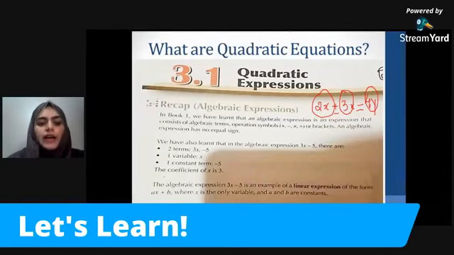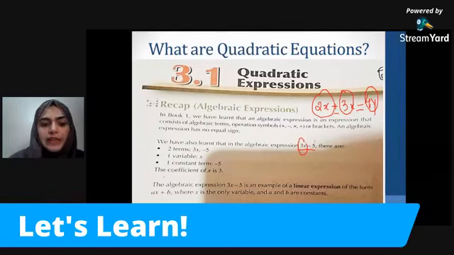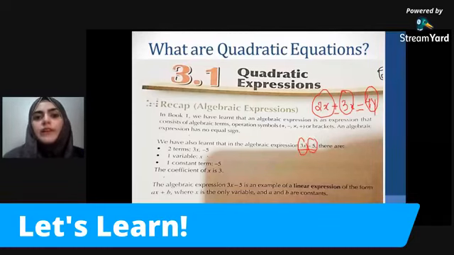We know that in the algebraic expression 3x minus 5, there are some things. First, there are two terms: 3x is the first term, minus 5 is the other term. Then we have a variable. A variable is any unknown thing. In mathematics, the study of variables, the study of the unknown, is known as algebra.